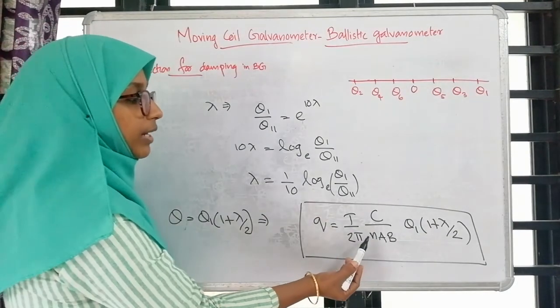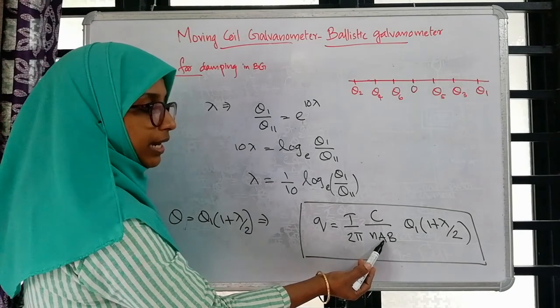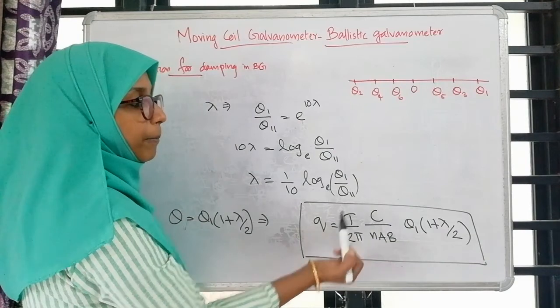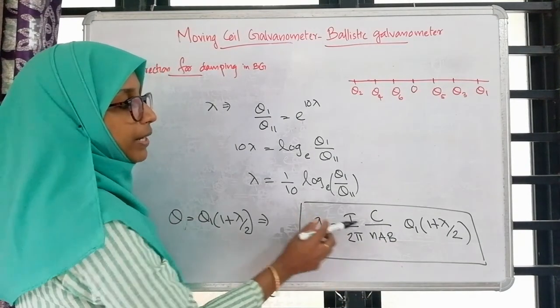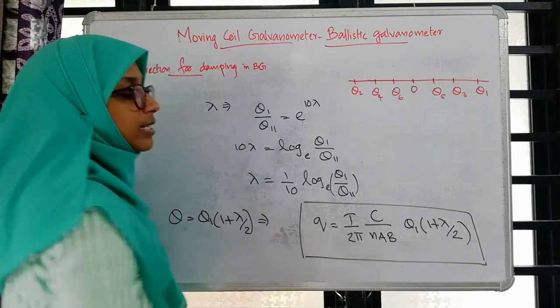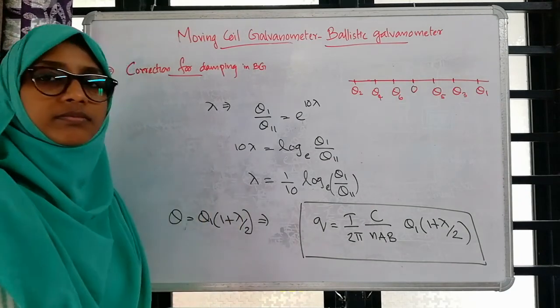That is, we know N is the number of turns, A is the area of the loop. By knowing A and B we can calculate this, and B is the applied magnetic field, and C is the couple per unit twist, and T is the time period, and theta 1 is the first ballistic throw, and lambda is the logarithmic decrement which can be obtained from this equation.